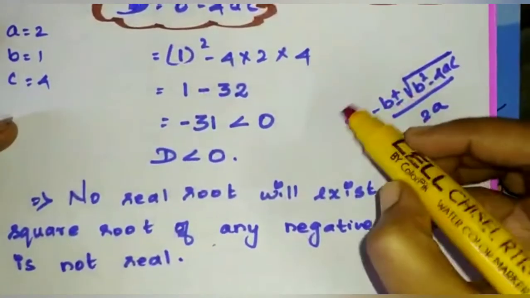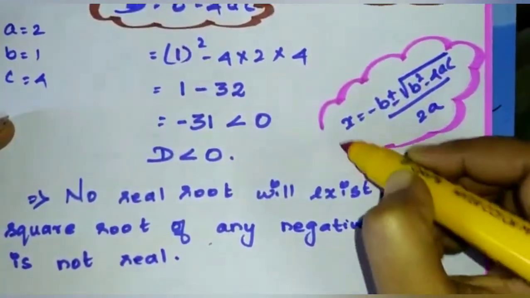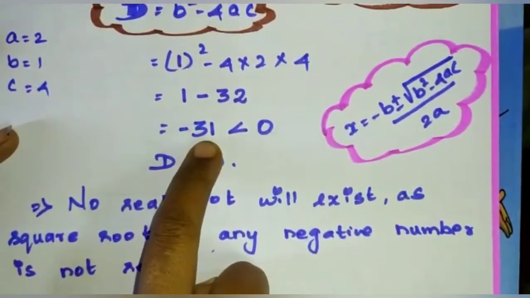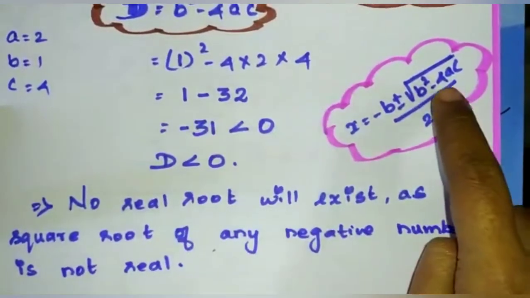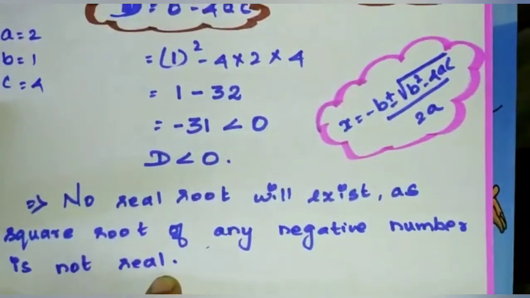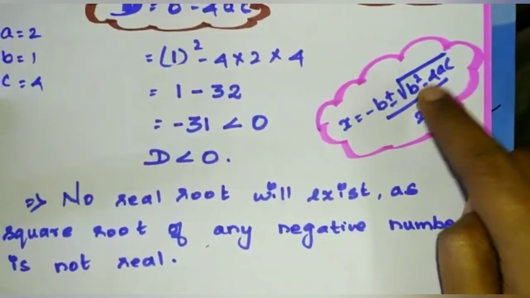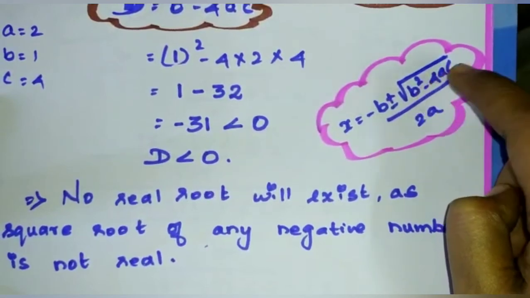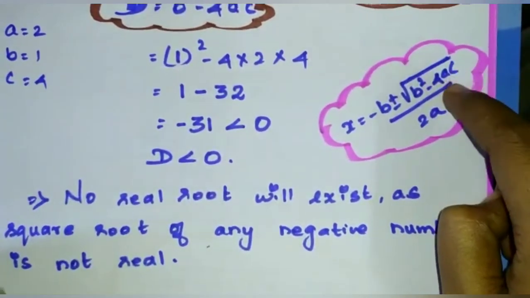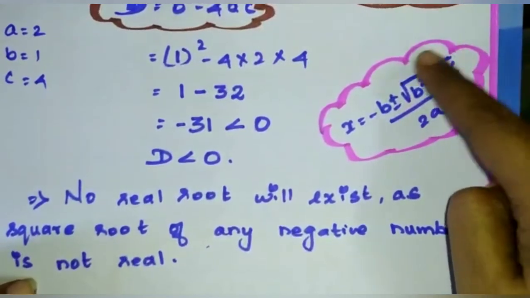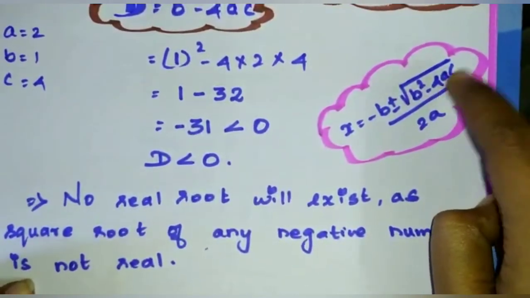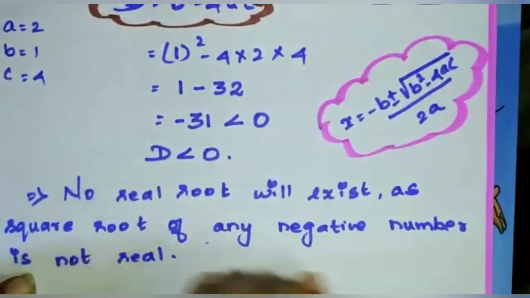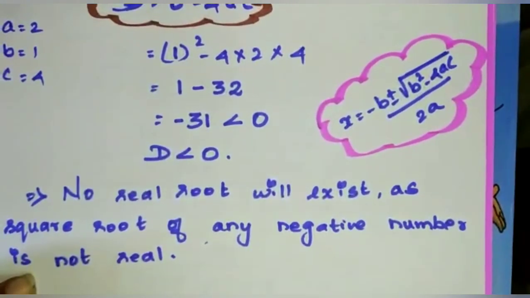So here itself we have to stop. Are you all clear? Why we are stopping here itself? If here you got minus 31, no? In this formula, if you are proceeding with the formula, in this step you will get root minus 31. Square root of any negative number will not be a real number. It will be an imaginary number. So, here itself we have to stop. Thank you.